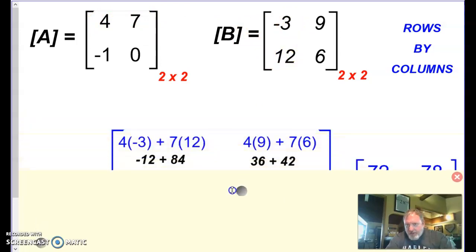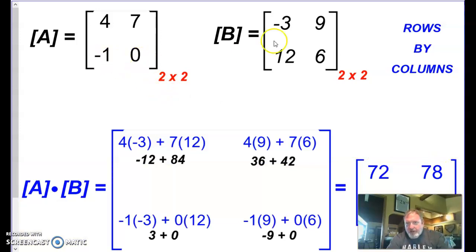So you can see my work there. I did first row, first column, and we'll simplify this in a second. Then right here is going to be first row, second column, so 4 times 9, 7 times 6. You can see we put that number in the first row, second column. And then we're going to do the same thing here for the second row. So second row times the first column. Again, second row in A times the first column in B. And second row in A times the second column in B goes in the bottom right.